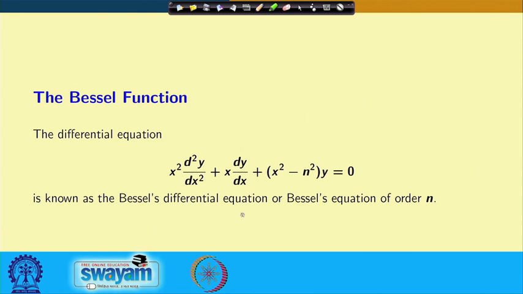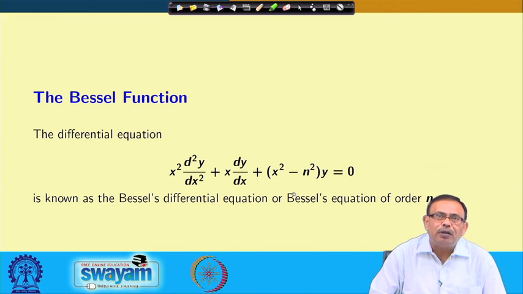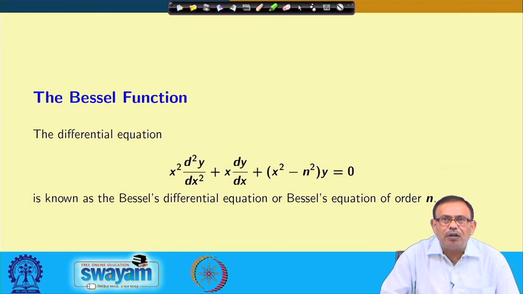The Bessel function we define this way: the differential equation x square d 2 y dx square plus x dy dx plus (x square minus n square) into y equals 0 is known as the Bessel differential equation, or Bessel equation of order n. Please note that whenever any equation comes in this format, x square d 2 y dx square plus x dy dx plus (x square minus n square) y equals 0, it is known as the Bessel differential equation.